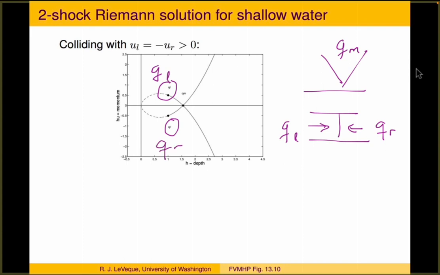And so we can move from QL along the solid portion of the 1-wave locus, and we can move from QR along the solid portion of the 2-wave locus until we get to this intersection point, which is QM, the middle state. And because we can find an intersection of those two loci that lies on the solid portion of both those curves, we know the correct solution is in fact 2 shocks coming out of the Riemann solution.